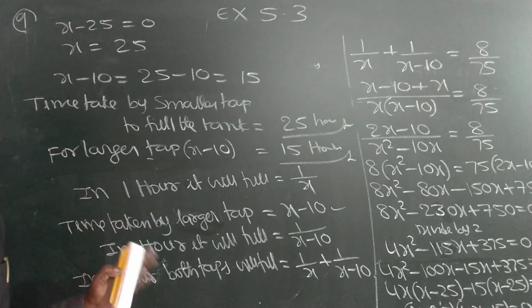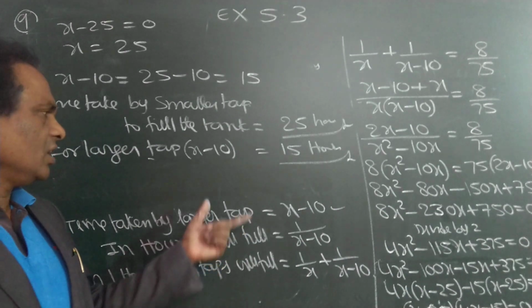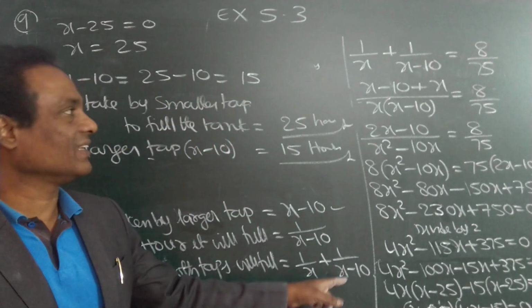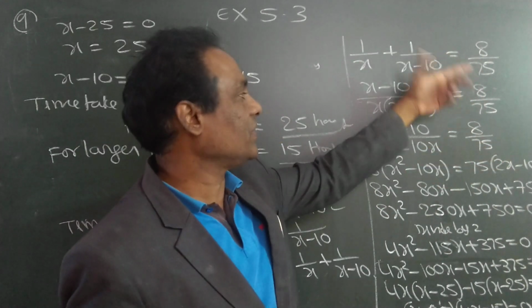This is a little difficult, but you practice it. You practice 2-3 times. If it is x, 1 by x. x minus 10, 1 by x minus 10. Adding. Similarly, 75 by 8 in 1 hour, that means 8 by 75. Simplification.